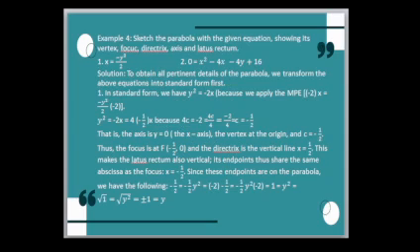Okay, example number 4. Sketch the parabola with the given equation showing its vertex, focus, directrix, axis, and latus rectum. So, ang atong buhaton ron is mag-sketch na tag parabola. Okay, number 1, we have x is equal to negative y squared over 2. And number 2 is 0 is equal to x squared minus 4x minus 4y plus 16.